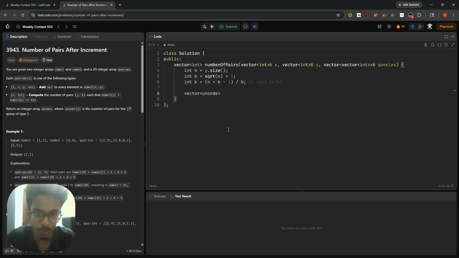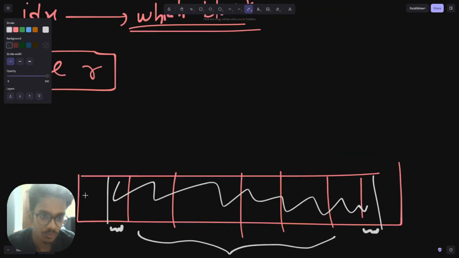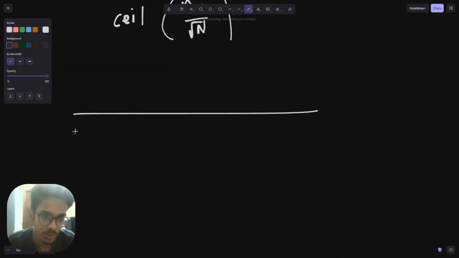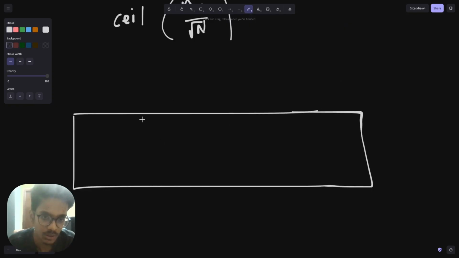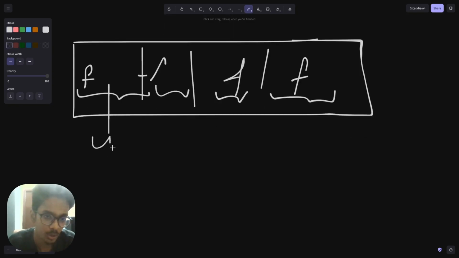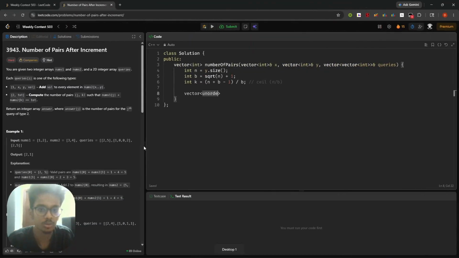I need blocks. We have already discussed an example of blocks which used to store sum. Now I need blocks that are supposed to store frequency. So each block would store the frequency of elements in this block, in this block, and in this block. That means each block would consist of an unordered map to store the frequency, and we'll name it blocks. How many blocks should we have? We need to have k blocks.